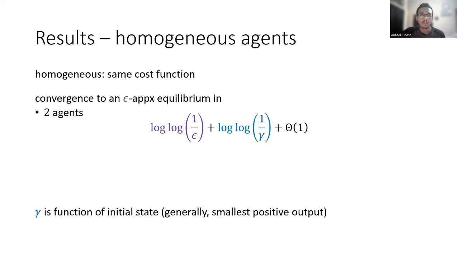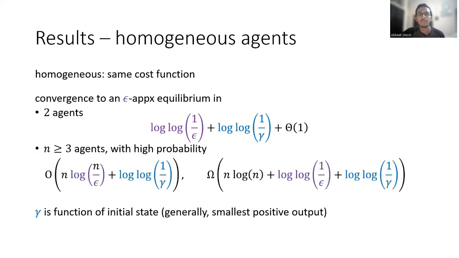Let us jump to our results. For homogeneous agents, that is when all the agents have the same cost function, for two agents, we show that the best response dynamics converges to an epsilon approximate equilibrium in log 1 by epsilon plus log 1 by gamma steps, where gamma is a function of the initial state or the initial output profile. Generally, it's the smallest positive output in the initial output profile. This bound is tight up to additive constants.